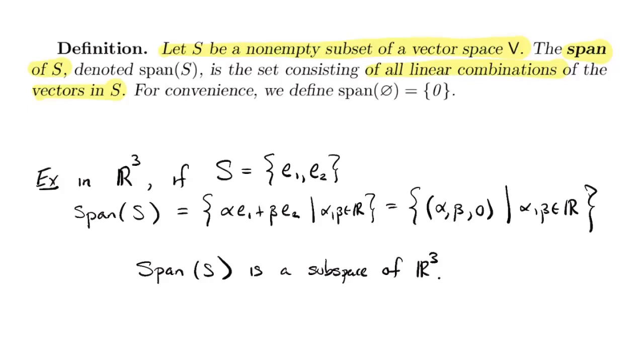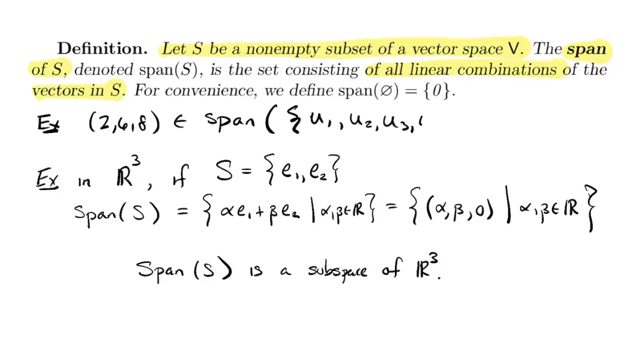So for example, let me squeeze in an example. (2, 6, 8) is an element of the span of the set that consisted of those vectors U1 through U5. How do I know that? Because we just wrote (2, 6, 8) as a linear combination of those vectors. And so by definition, it's in the span. Anything inside the span of these vectors would be a linear combination of them.